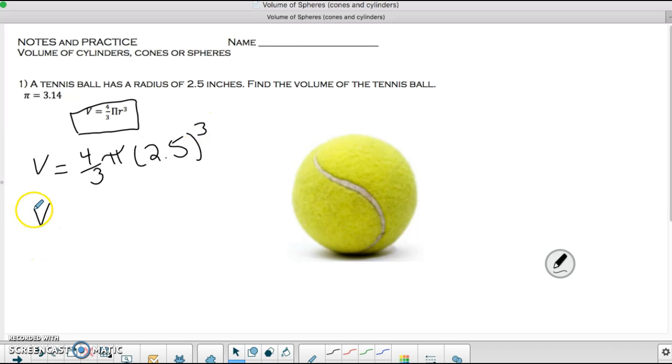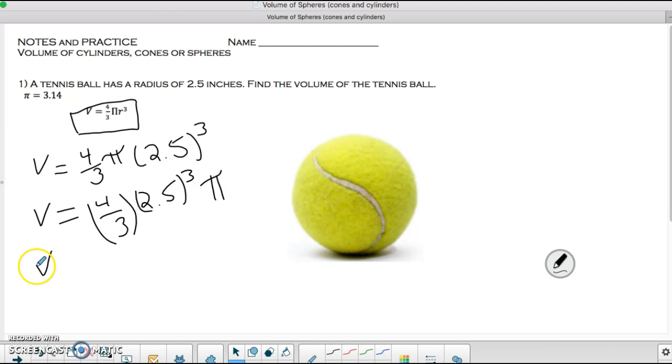We're going to get an exact answer. You're going to multiply 4/3 by 2.5 cubed. All I'm doing here is using the commutative property and rearranging the order in which I multiply the numbers. So when I do that, I'm going to get an exact answer. And I want you to leave this as a fraction. 125/6 pi inches cubed.